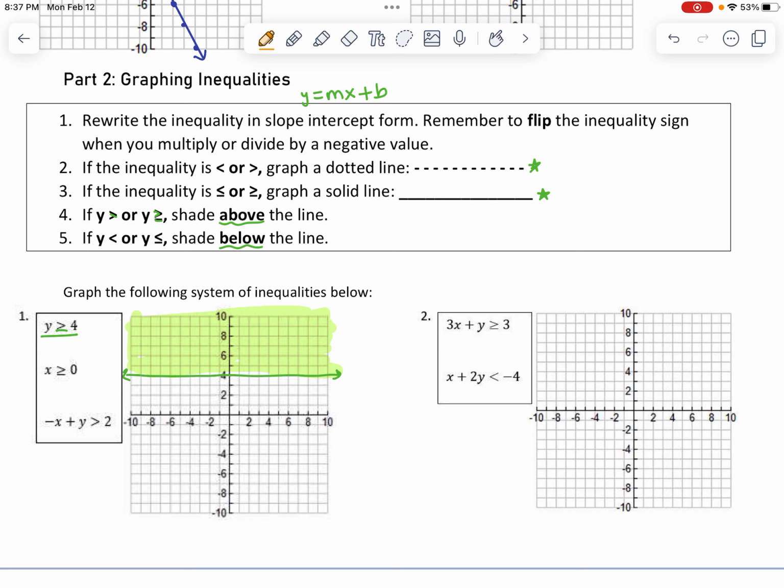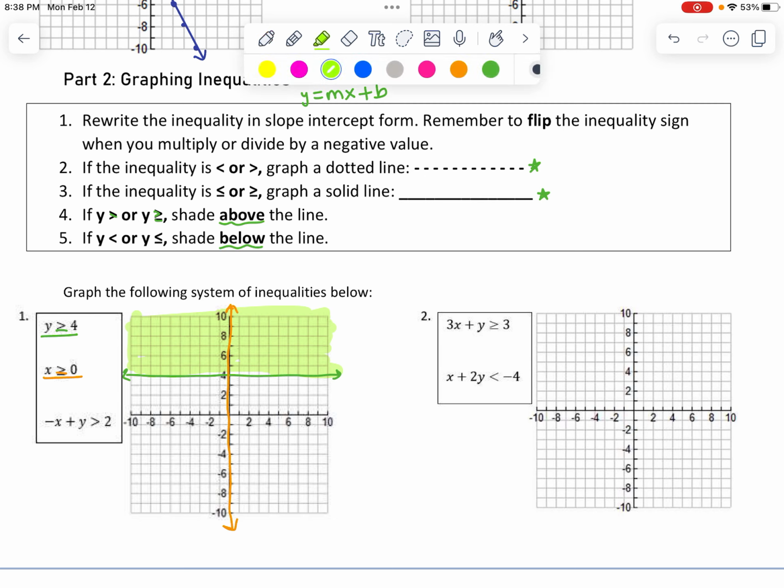Let's do the next one. x is greater than or equal to 0. Remember that when x equals a number, that is a vertical line. So x equals 0 would actually be the y-axis. And again, this is greater than or equal to, so it will be a solid line. So we've got a solid line here for x equals 0.